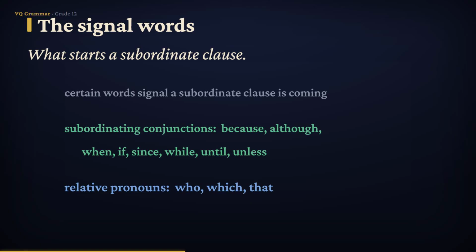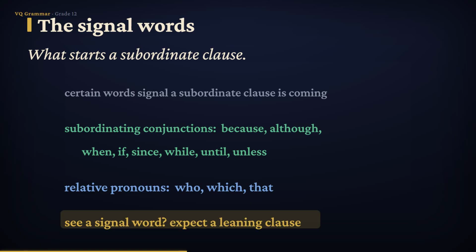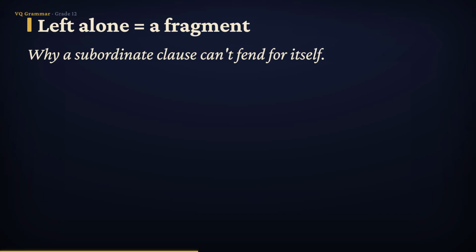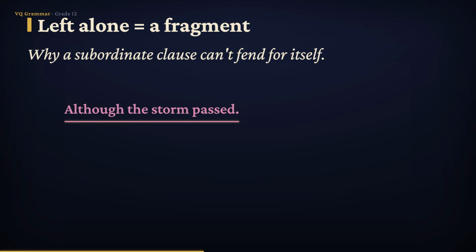So here's your habit. The moment you see one of these signal words leading a clause, expect that clause to be subordinate, a group that has a subject and verb, but still needs a main clause to hold it up. Here's why this matters so much. If you leave a subordinate clause standing on its own, you don't get a sentence, you get a fragment.